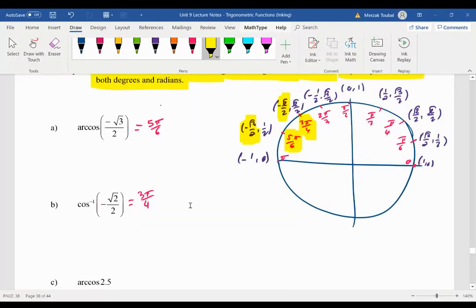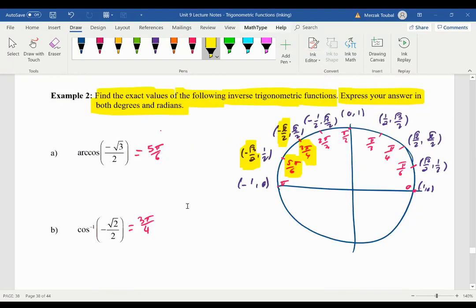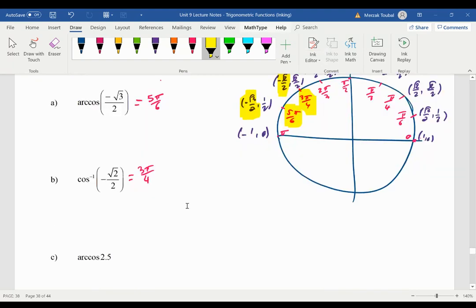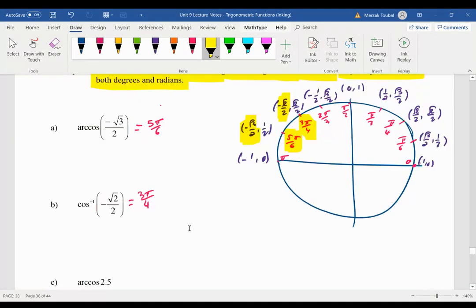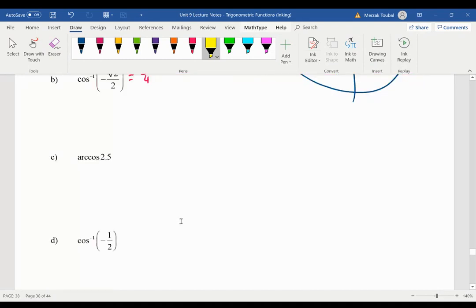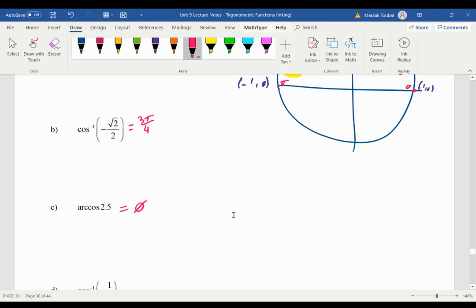Let's look at the next one. Arc cosine of 2.5, which means cosine inverse of 2.5. Now, is 2.5 in the domain of the cosine inverse? No, it's not, because the domain of cosine inverse is -1 to 1. 2.5 is bigger than 1. That's outside. Therefore, it's outside the domain, so this one has no answer. It doesn't exist.